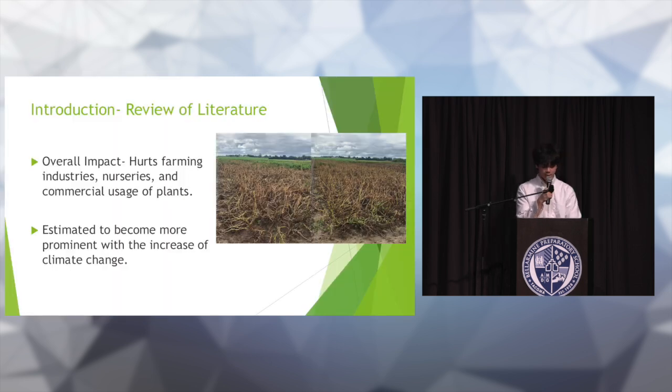The overall impact of this plant disease is in its commercial usage of plants, specifically nurseries and farming industries. This image shows the difference between a field treated with fungicide, shown on the right, and untreated on the left. The treatment of fungicides is shown to become less effective, which shows how it's becoming harder to control and manage the disease. The effect of Phytophthora on industries is expected to increase with time.